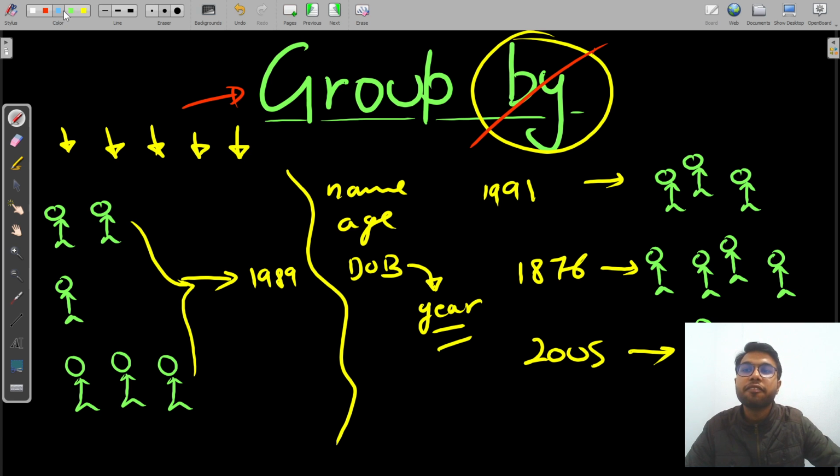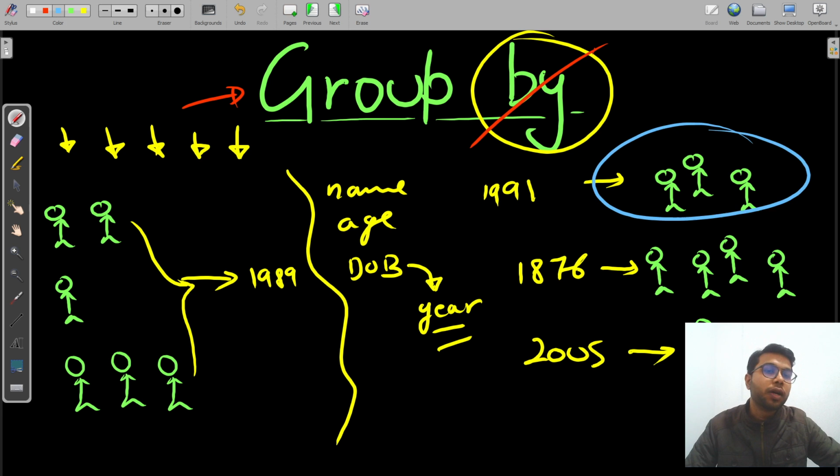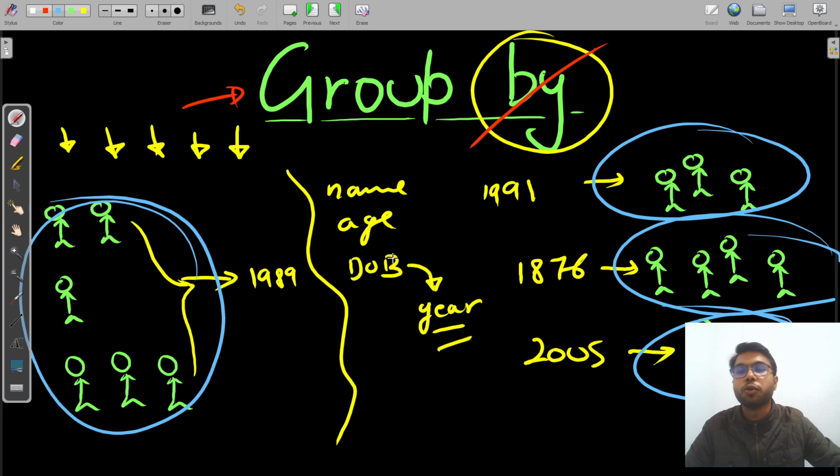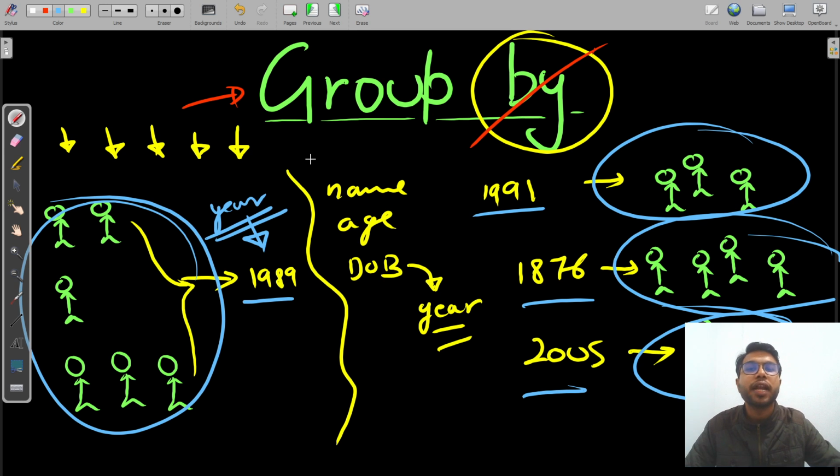All right, so what I have done in this process is I have divided these people based on their birth year. I've divided them into groups: one group, two group, three group, and fourth group. And these are all based upon the year they were born in. So the year was the condition based upon which they were grouped, and that is what our group by does. So let's understand what a group is.